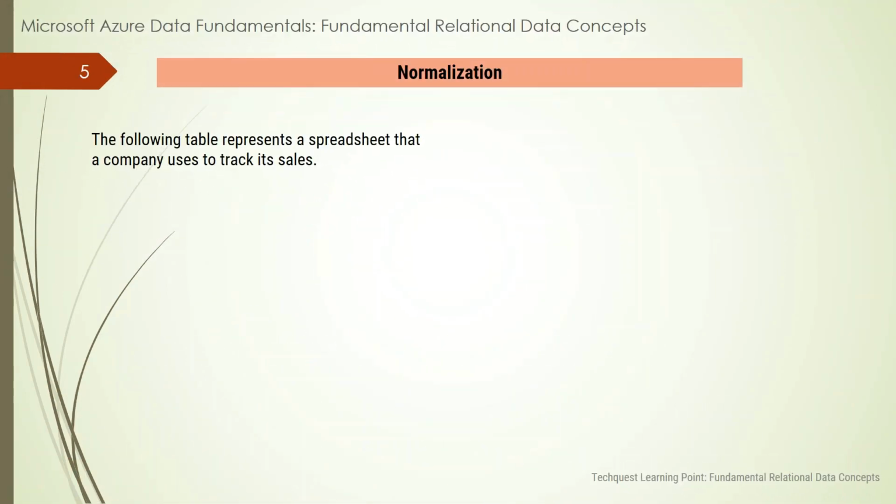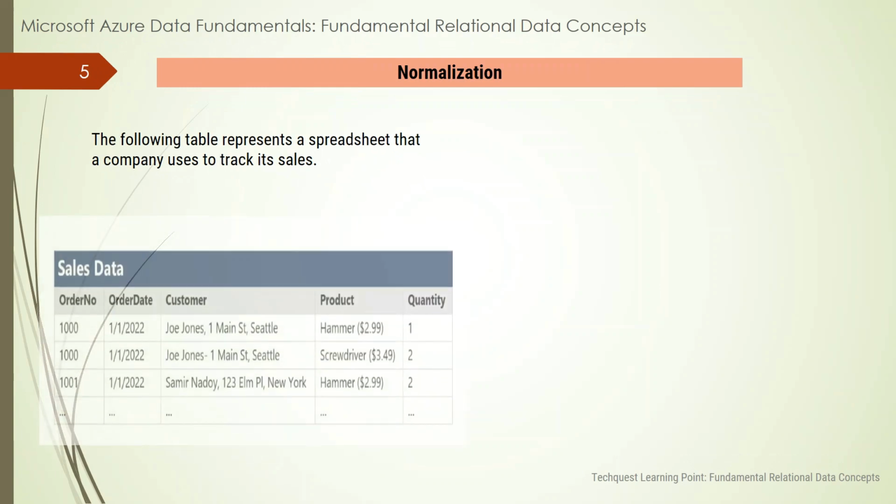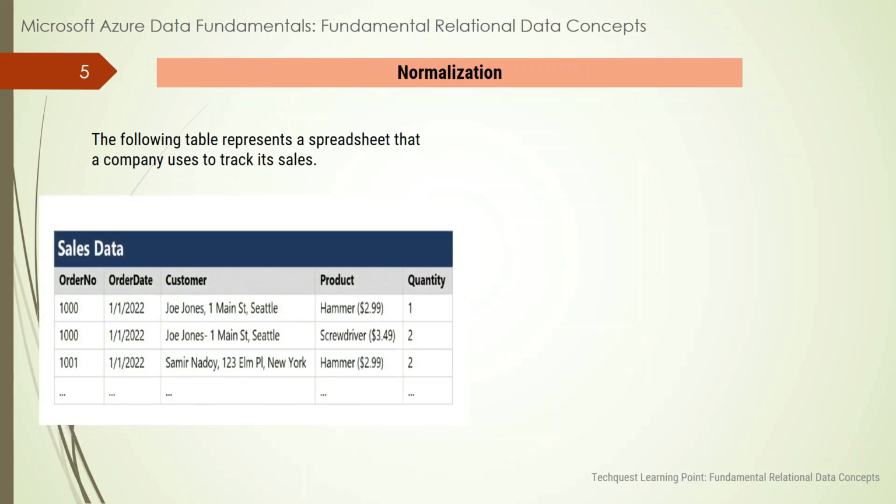To understand the core principles of normalization, suppose the following table presents a spreadsheet that a company uses to track its sales. Notice that customer and product details are duplicated for each individual item sold, and that the customer name and postal address and the product name and price are combined in the same spreadsheet called sales.